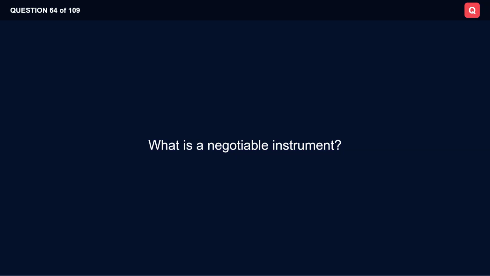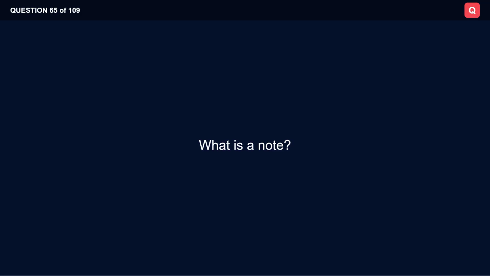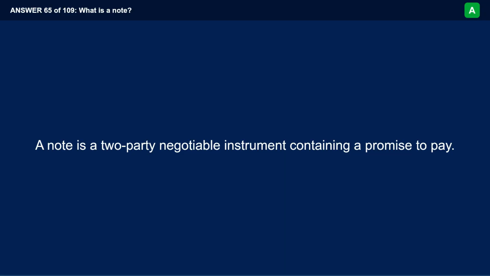What is a negotiable instrument? A negotiable instrument is an unconditional written promise or order to pay a fixed amount of money that meets UCC formal requirements. What is a note? A note is a two-party negotiable instrument containing a promise to pay.